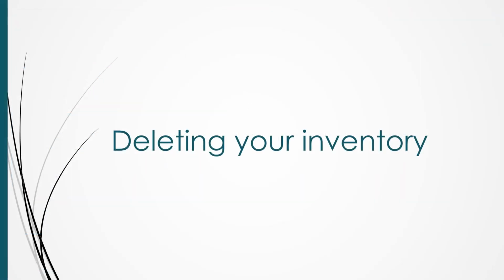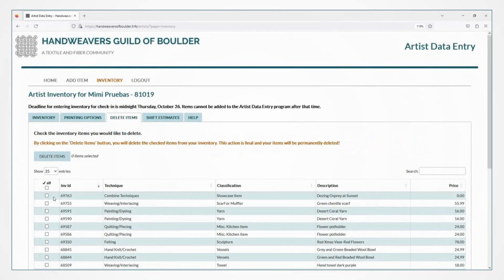Next, we will cover deleting items. To delete items, you will need to click the inventory link and click on the Delete Items page tab. Deleting items is permanent. It cannot be undone, so be very careful of what you do on this page.